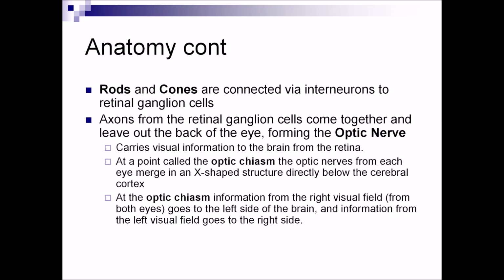At a point called the optic chiasma, the optic nerves from each eye merge in an X-shaped structure directly below the cerebral cortex. At the optic chiasma, information from the right visual field goes to the left side of the brain, and information from the left visual field goes to the right side.